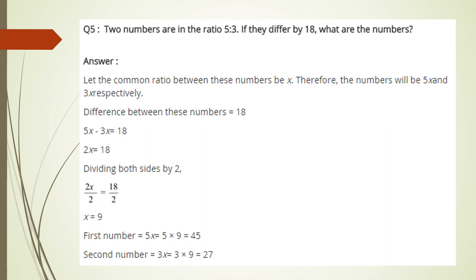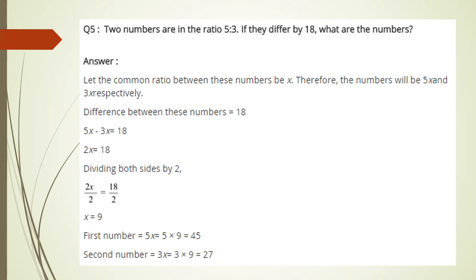Children, the two numbers are in the ratio 5:3. If they differ by 18, what are the numbers? Here we want to consider the two numbers. If they differ by 18, that means the difference between the two numbers is 18. Then find the two numbers.